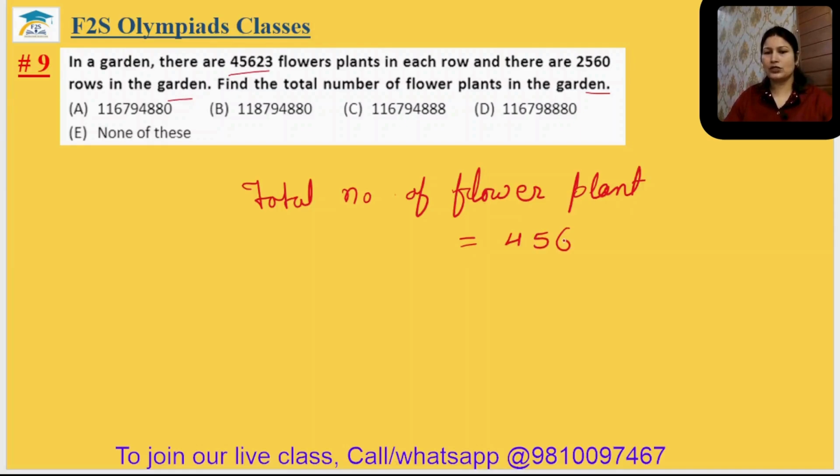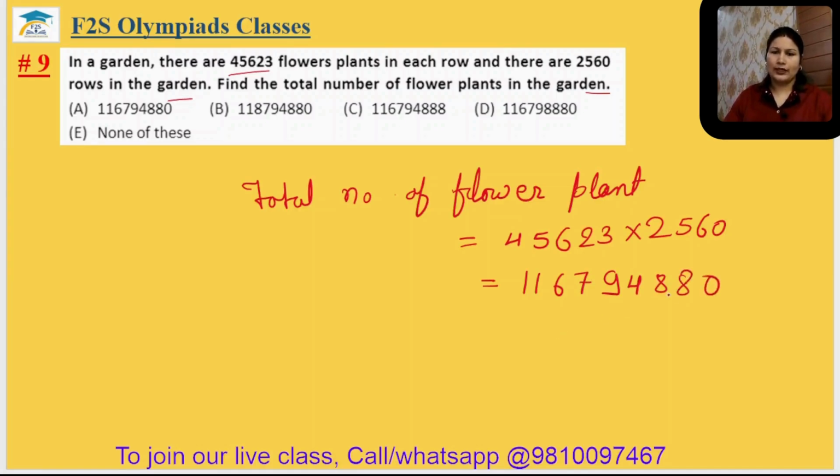So 45,623 multiplied by 2,560. When you multiply these two numbers, you will get 11 crore 67 lakh 94,880. You can just write 116794,880. It is available in the option number A. So ninth answer is option A.